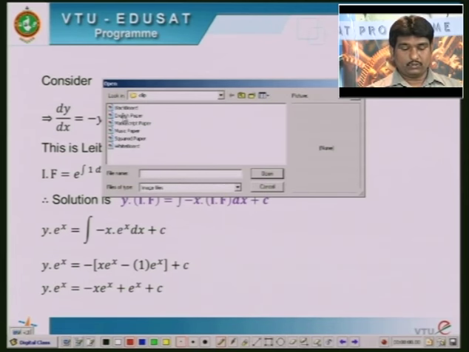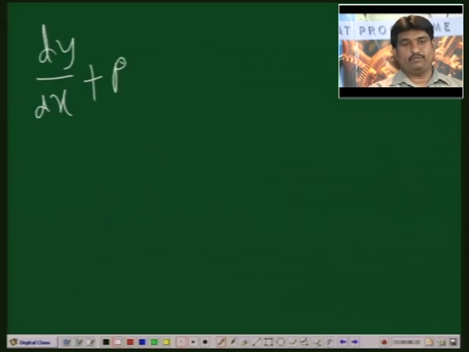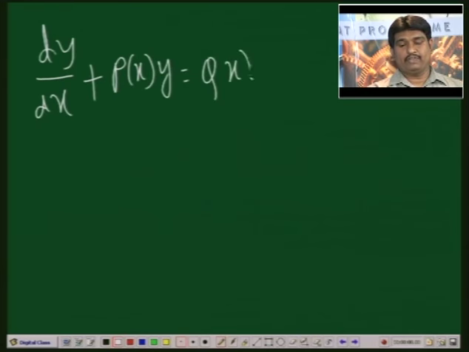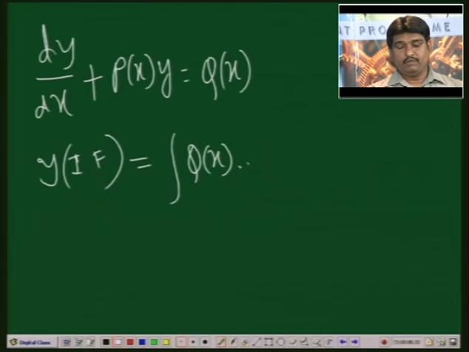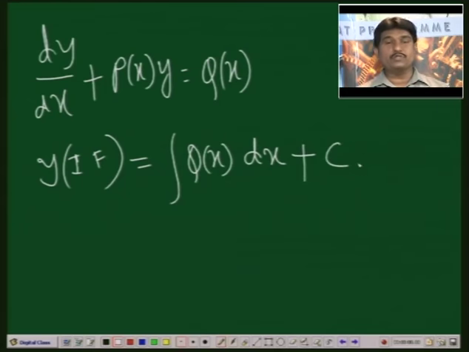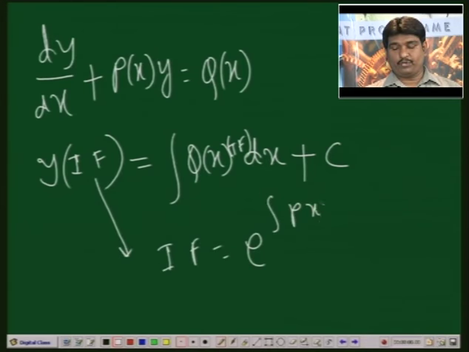You know that a first order differential equation of the form dy by dx plus p of x into y equals q of x is known as Leibniz linear differential equation, and its solution is: dependent variable y into integrating factor equals integration of right hand side with respect to independent variable, q of x into IF with respect to x, plus constant of integration, where IF is e to the power of integration of p of x dx.